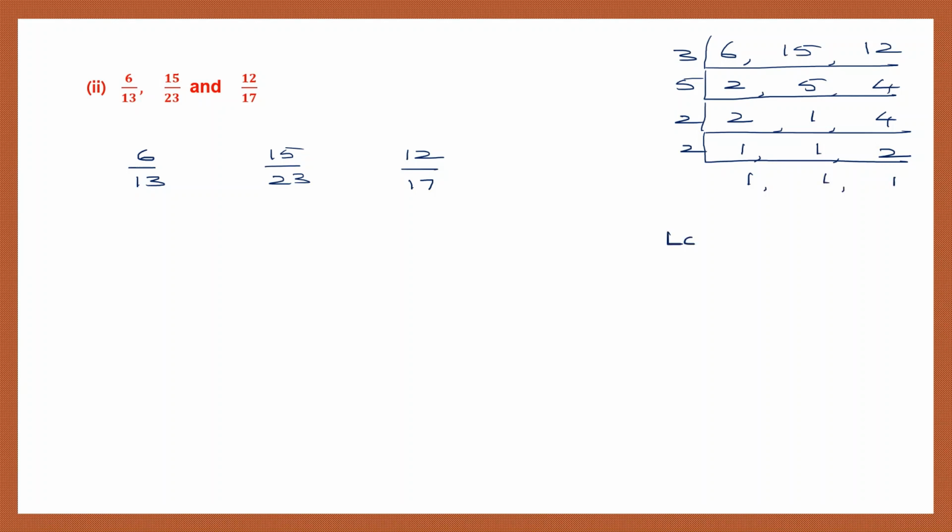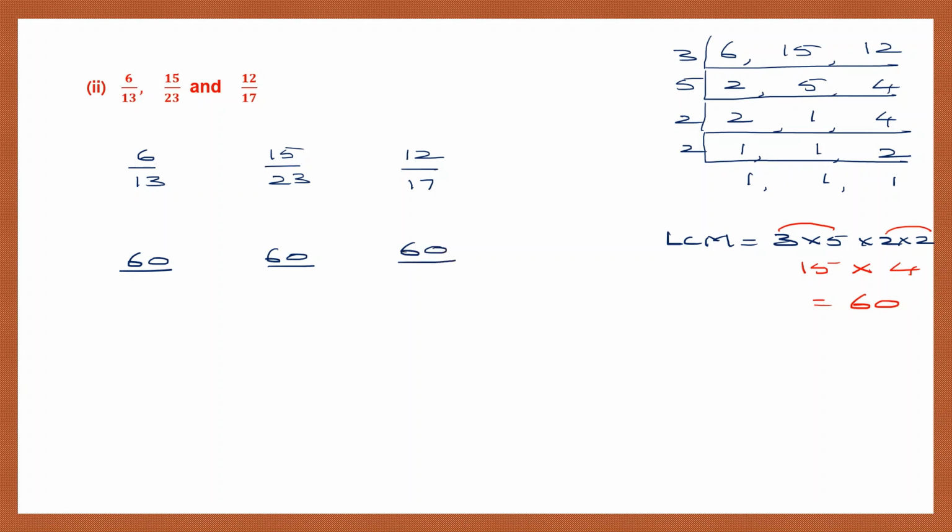So what is the LCM? LCM is 3 into 5 into 2 into 2. So let's multiply this. 3 into 5 is 15 and 2 into 2 is 4. So 15 into 4 is 60. So 60 is our numerator. So let's write 60. Now all numerators have now become 60. So the first one is 60, second one is 60 and the third one is 60.